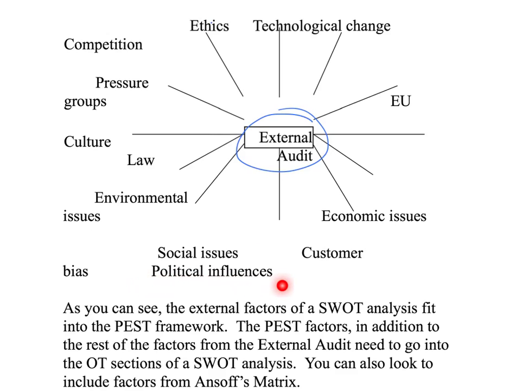Political influence. Could it be that, for instance, a political party is trying to help out business, in which case that would be good for us, it would be an opportunity? Or could it be that they're trying to bring in new laws to stop fly tipping, in which case that would be an even bigger threat to us? Culture links in with social issues, I think. Pressure groups. So if we're being supported by environmental pressure groups, that's an opportunity. If we're being threatened, if we're being told that if we don't clean up our act, we're going to be named and shamed, there's a threat.